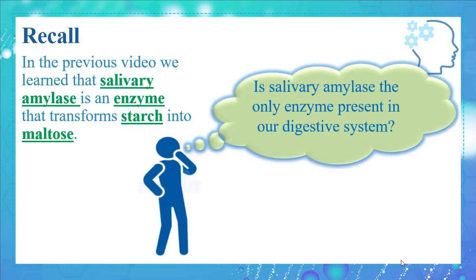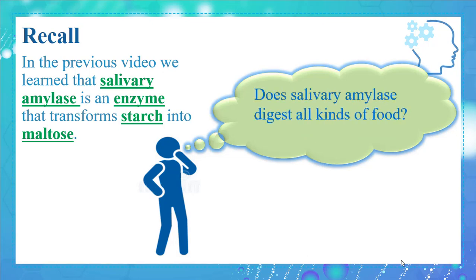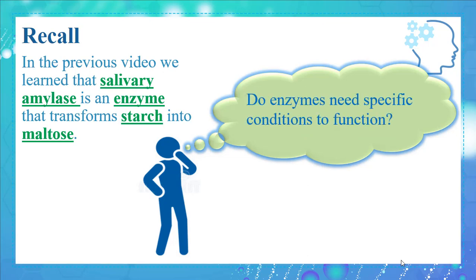In the previous video, we learned that salivary amylase is an enzyme that transforms starch into maltose. Is salivary amylase the only enzyme present in our digestive system? Does salivary amylase digest all kinds of food? Do enzymes need specific conditions to function? Well, all of these questions will be answered as we proceed with our video.